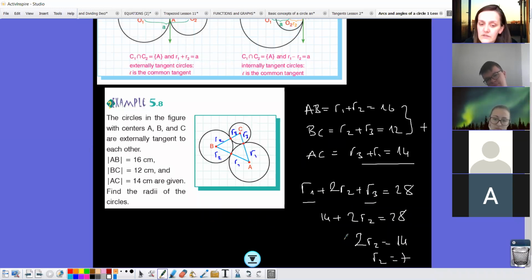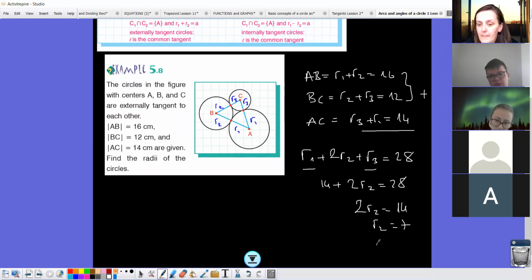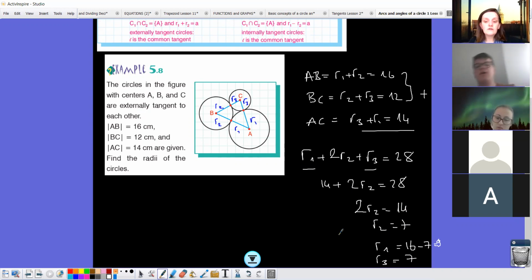If R2 is 7, what will be R1? 16 minus 7, which is 9. And R3? 14 minus 7, which is 7. So we have R1, R2, R3 as 9, 7, and 7.